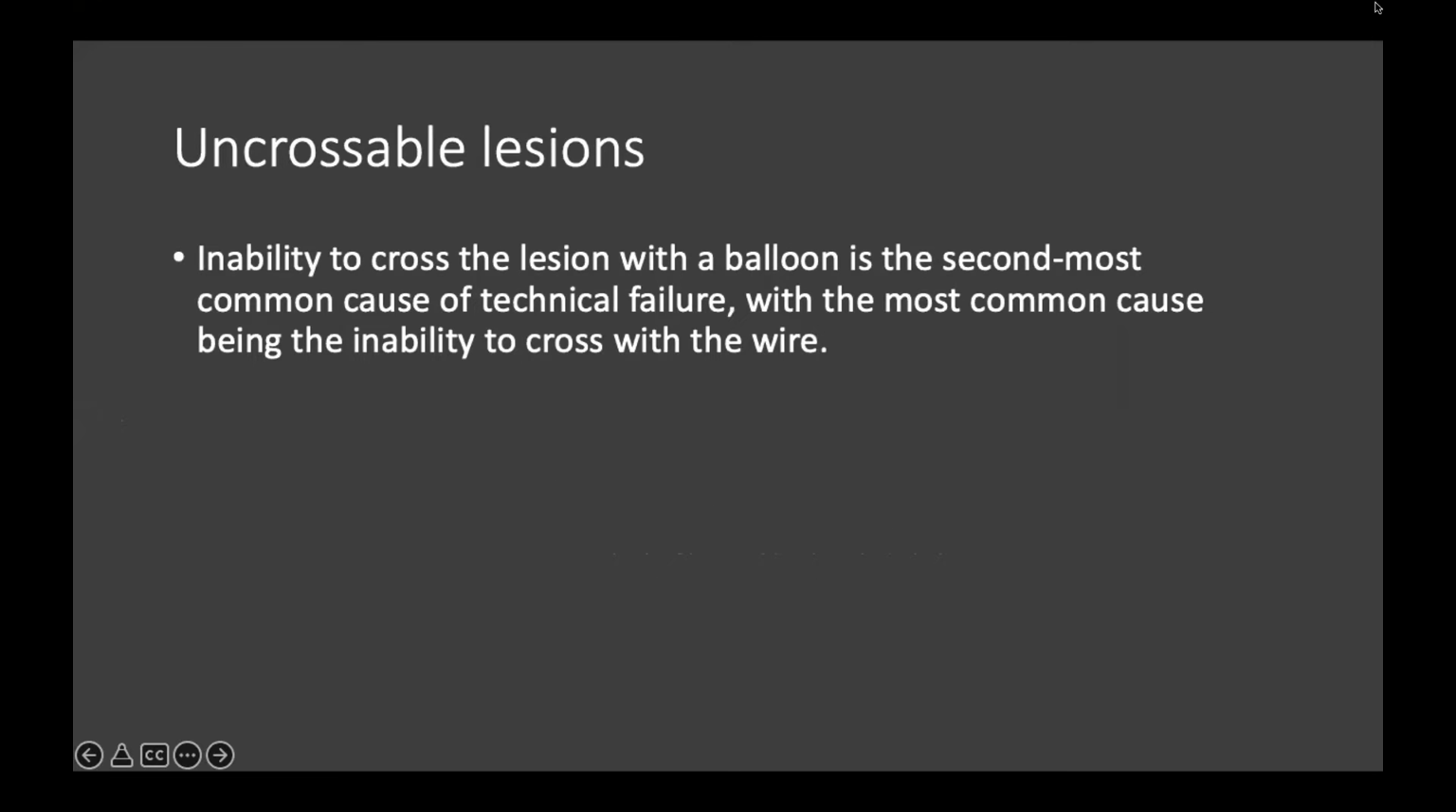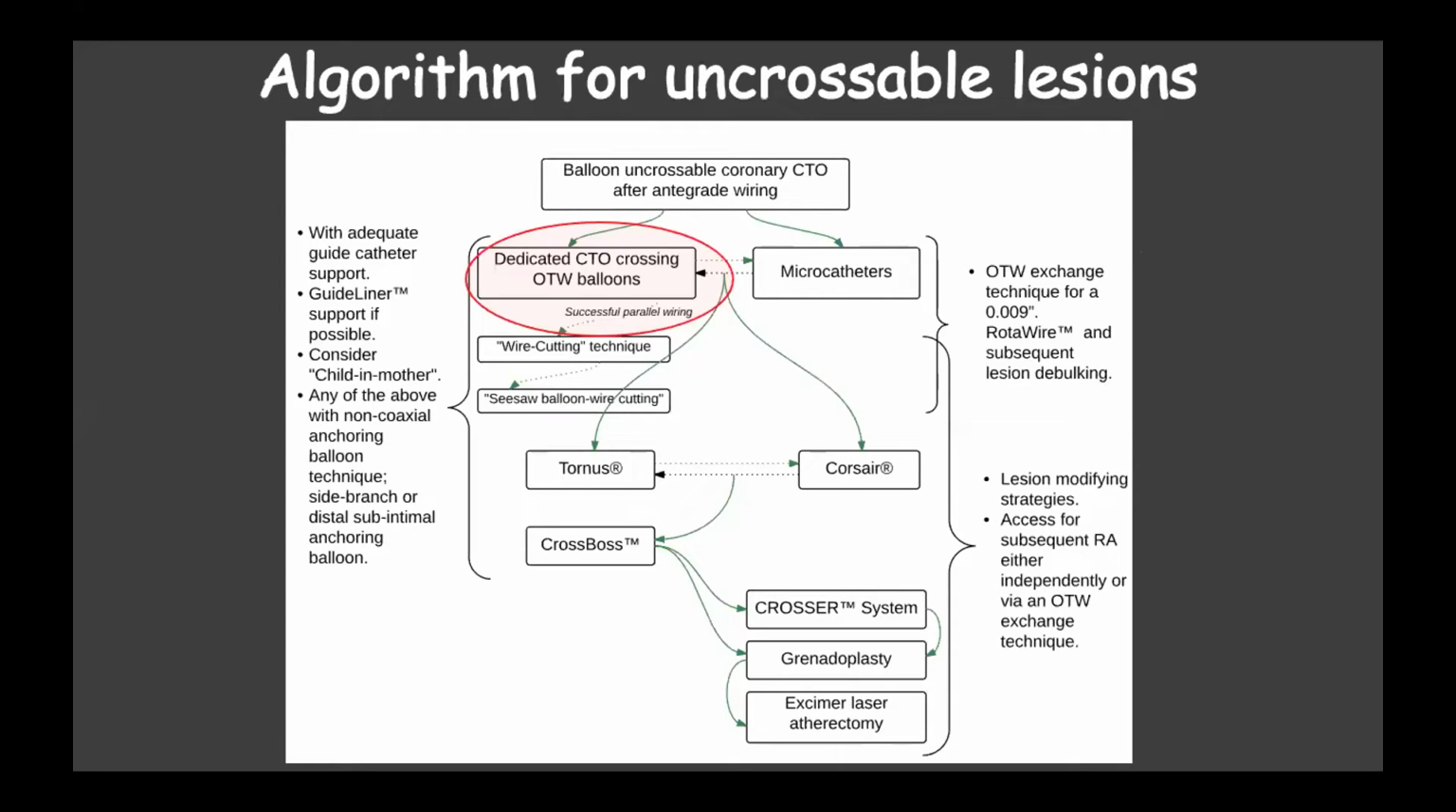So the inability to cross the lesion with a balloon is the second most common cause of technical failure, with the most common cause being the inability to cross the wire. That is a very frustrating event in interventional cardiology, when you cross the lesion with the wire and you cannot cross further with the balloon.